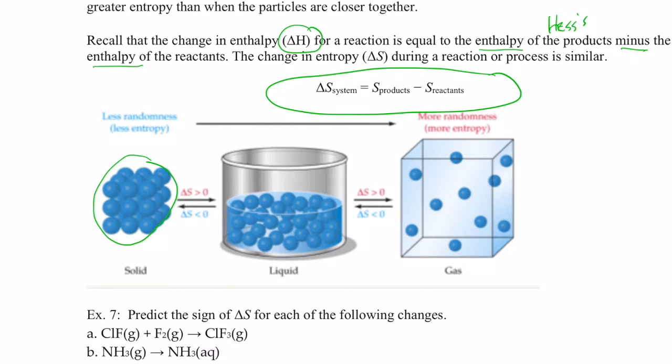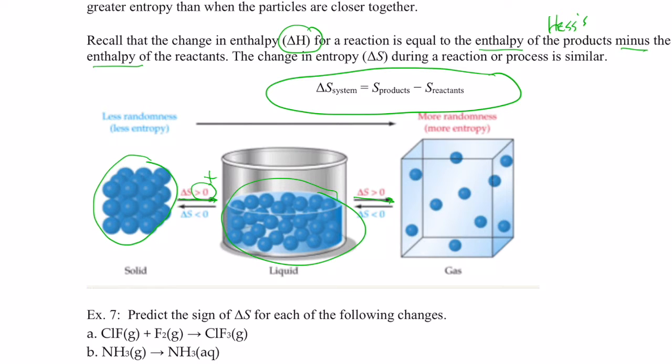And then look at my liquid. The same number of particles, but they're not organized. They're spread out. There's a degree of disorder that is increased. So we say that the entropy going in this direction is positive. It's greater than 0. What about from a liquid to a gas?